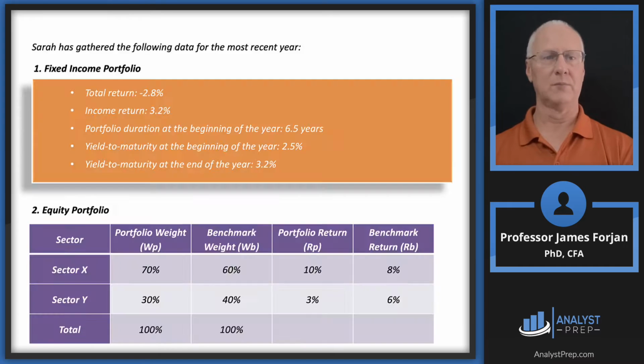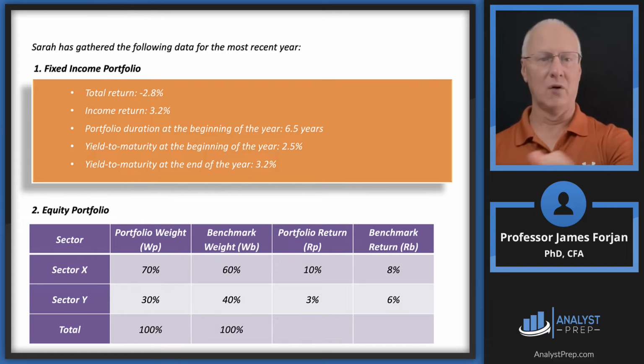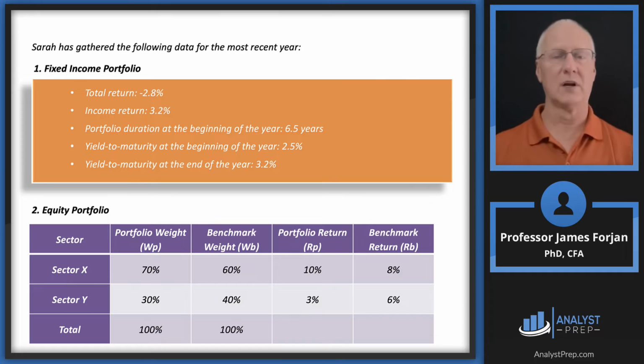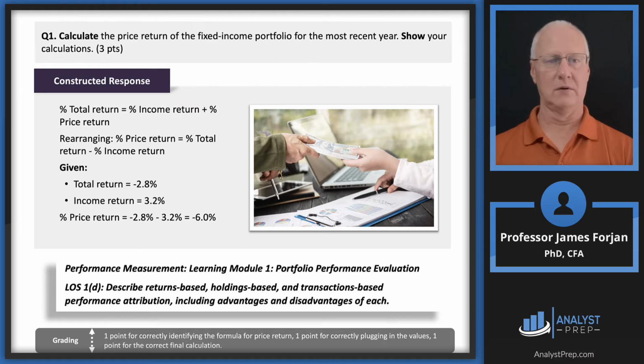We shouldn't be surprised. If yields go up, right, they were 2.5, then they were 3.2, so the price of these fixed income securities had to go down. And so what did we find out in that answer? They fell by 6%. Makes perfect sense, doesn't it?